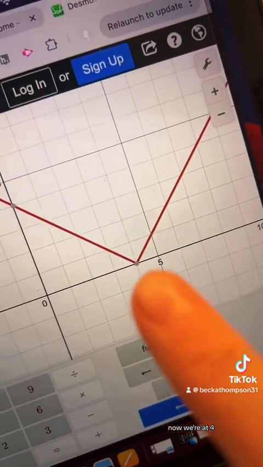Now we're at 4. Desmos.com is the greatest thing to help you with absolute value, quadratics, linear functions, sine functions. It gives you immediate feedback, like a video game, of what's going on. Could not recommend more.